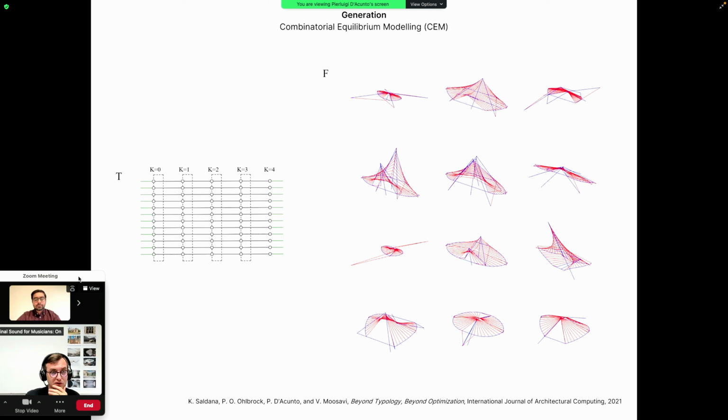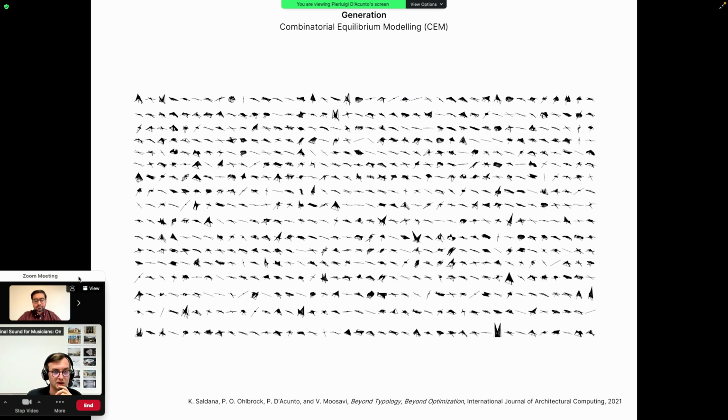What is quite important to say is that all structures that are generated, since they are built with this quite robust method, the combinatorial equilibrium modeling, are all structures that are in equilibrium. Some of them, from a formal point of view, may be not completely reasonable in terms of their possibility to be actually constructed, but they are all in static equilibrium.